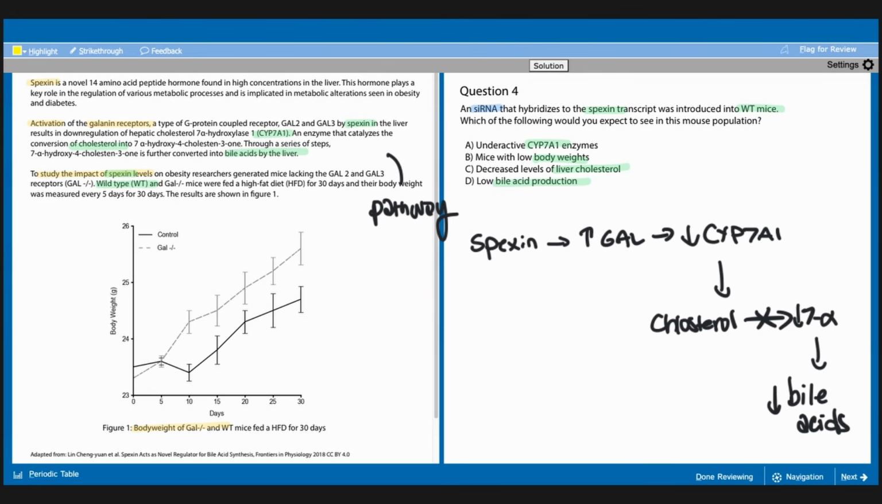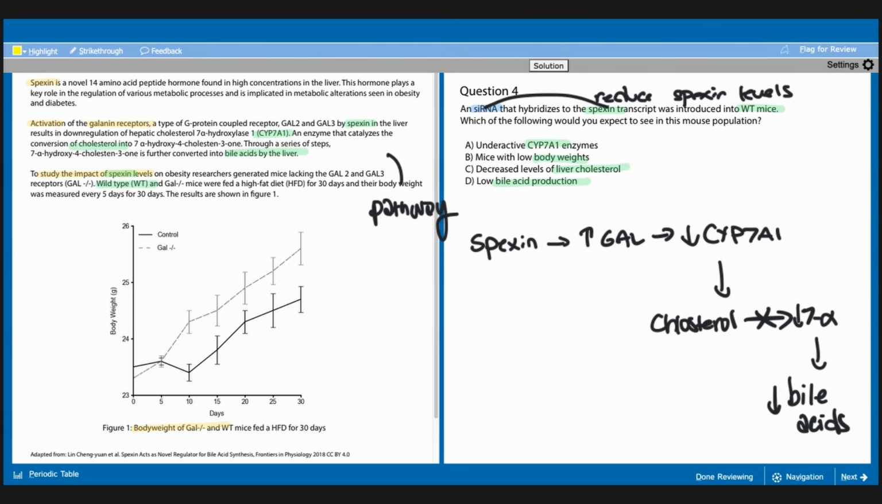This is very similar to a microRNA. siRNA will also downregulate the amount of a transcript that actually gets translated. And so all this is really saying is that we're going to see a decrease in spexin. From here, we can simply go through our particular pathway and chart out what would happen if we decrease spexin at each particular piece in time. And then we should be able to find our answer choice on the basis of this.